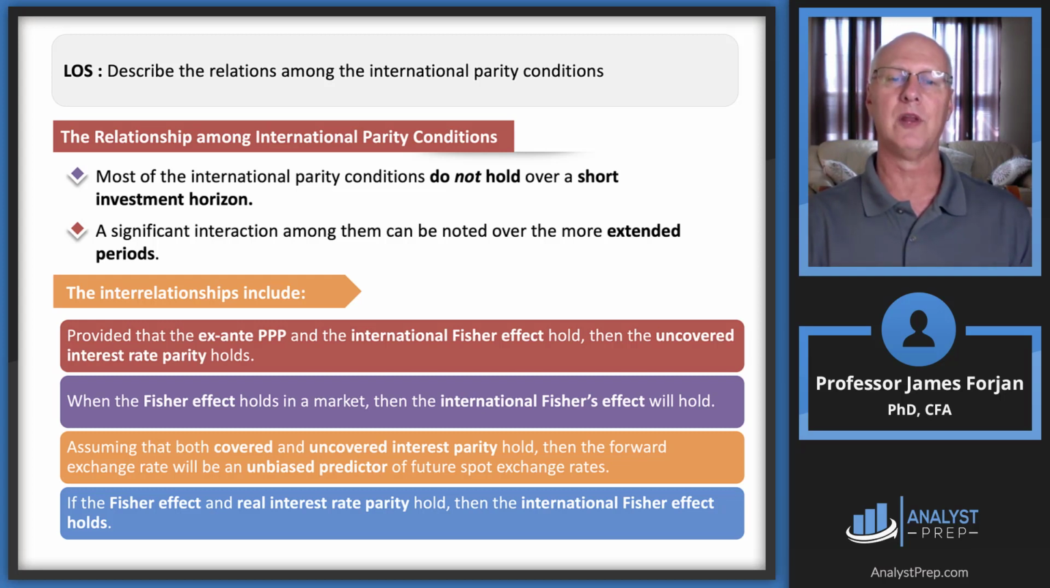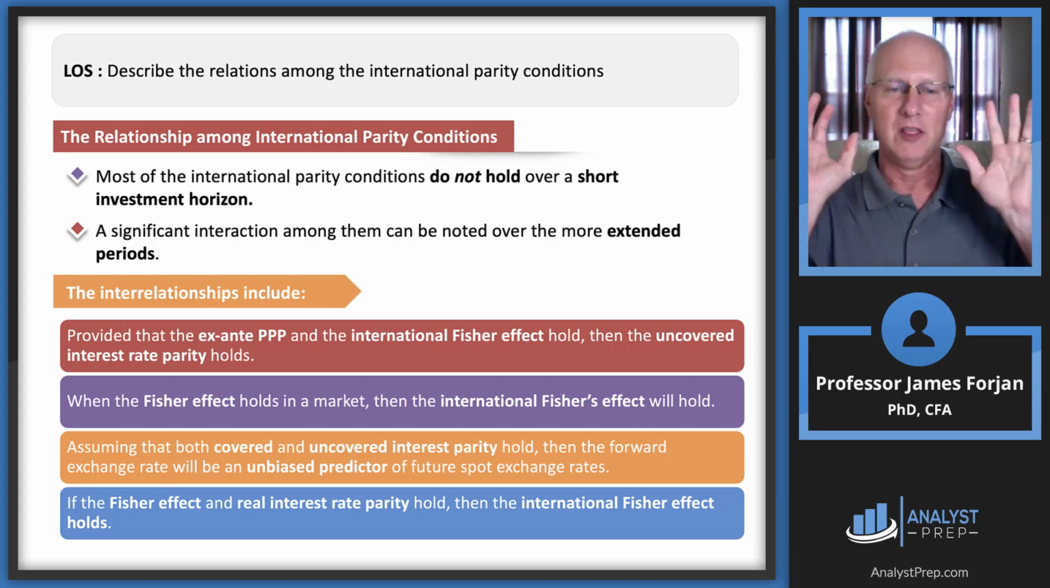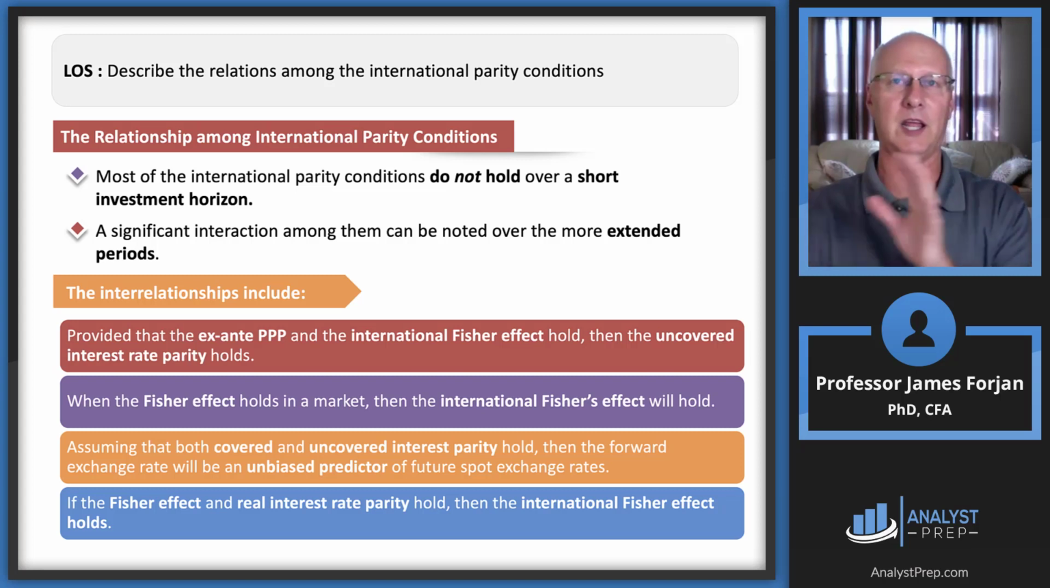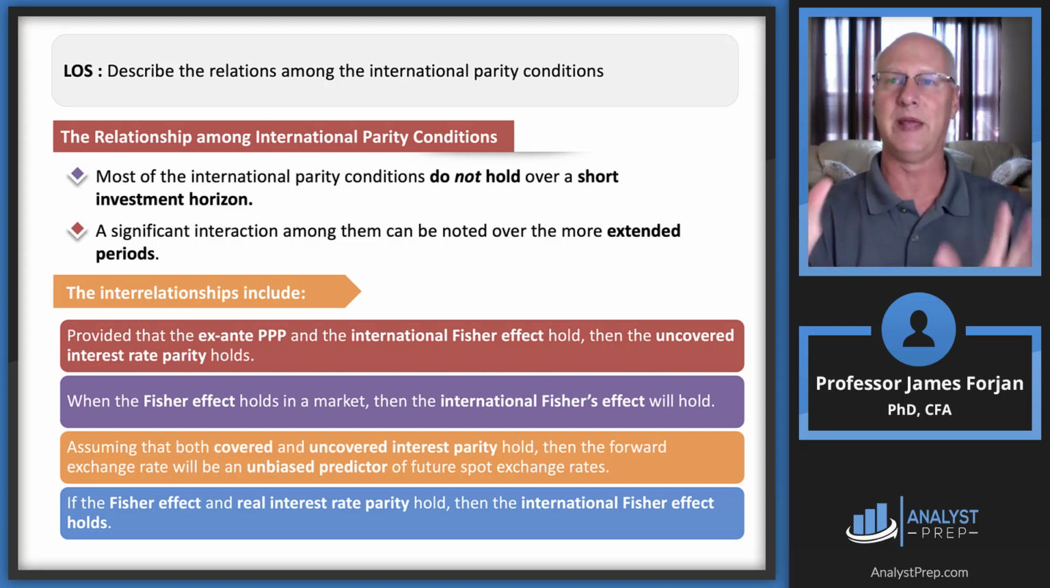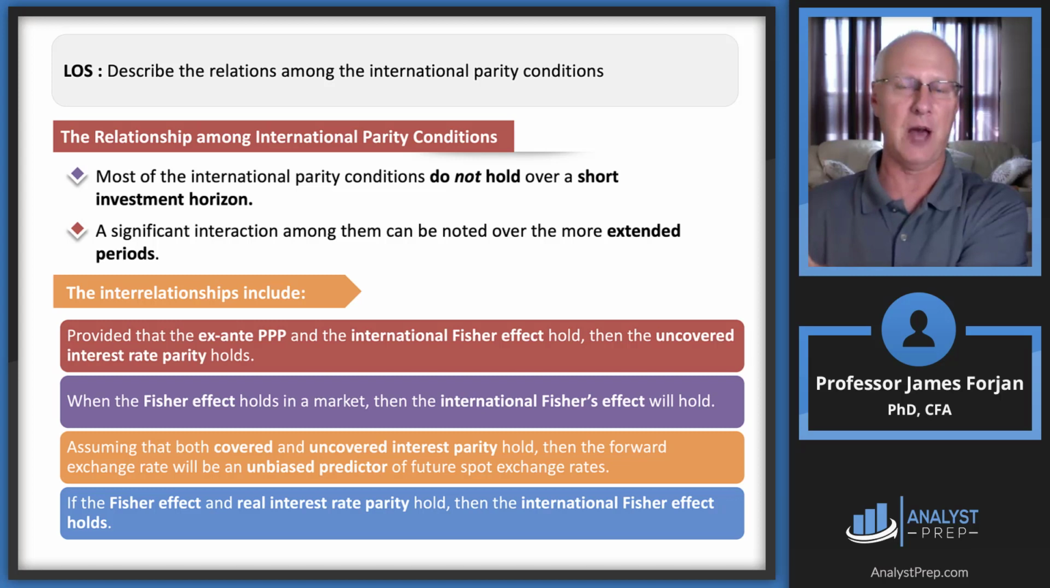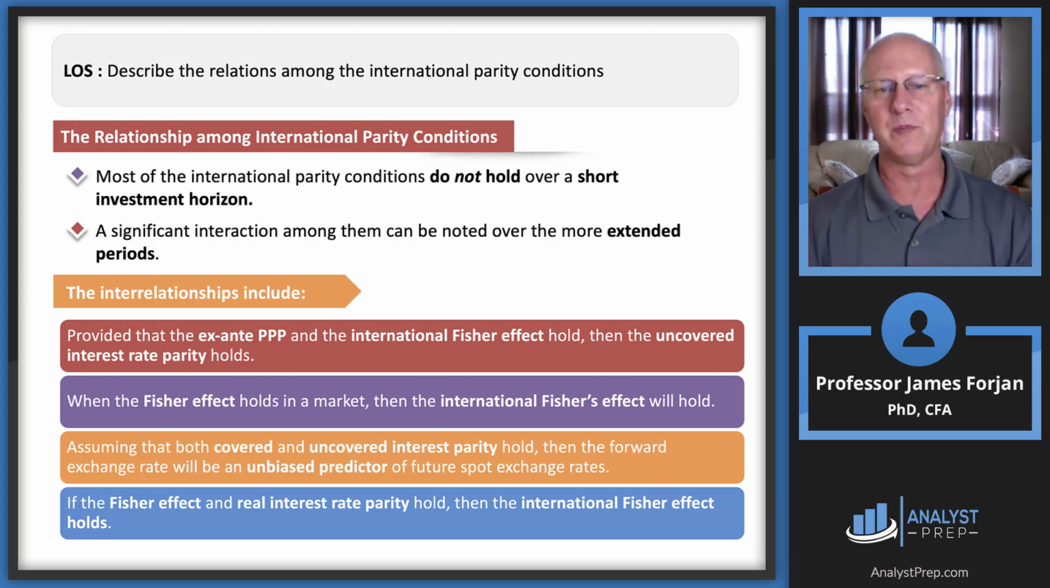Assuming that both covered and uncovered interest parity hold. All right, so let's think about what that means. The covered means forward markets, right? And forward contracts. The uncovered means, all right, expectations about future spot rate movements. So if those two are in sync, then forward exchange rates will be the unbiased predictor of future spot exchange rates. So as good financial analysts, we need to take a step back and say, all right, covered and uncovered, when are those conditions going to hold? Oh boy, that's a challenge.